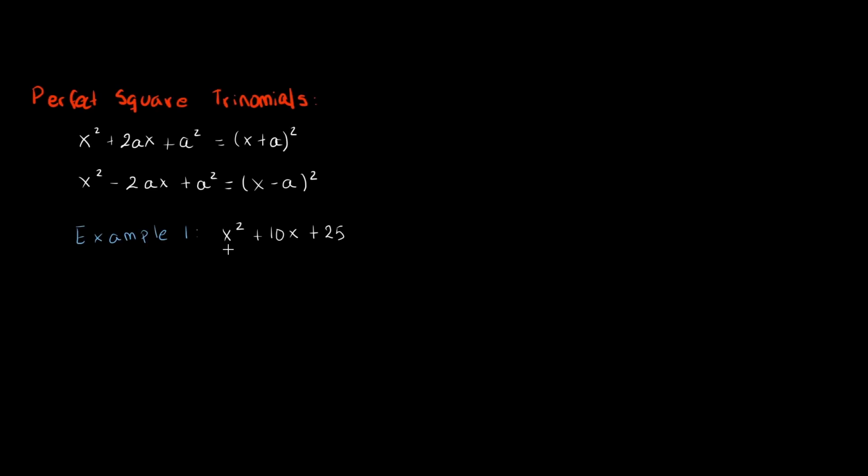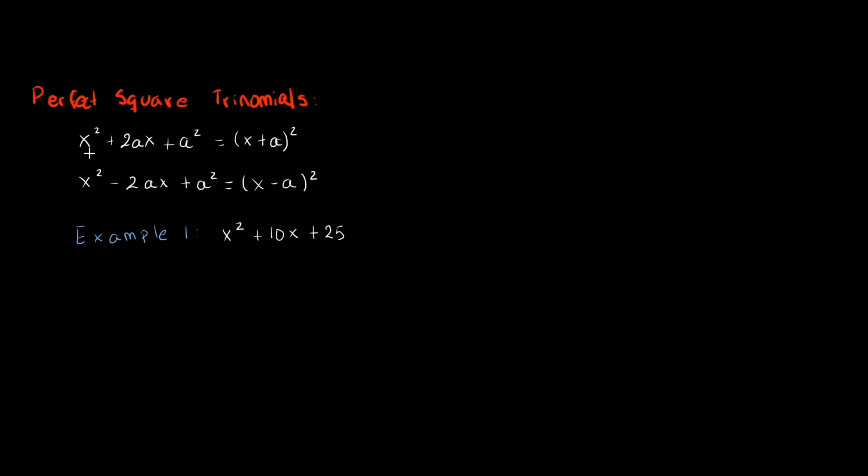So, as you can see, our first and last terms are perfect squares. X squared is a perfect square and 25 is a perfect square because the square root of 25 is an exact real number. It is 5, right? So we can pair them.